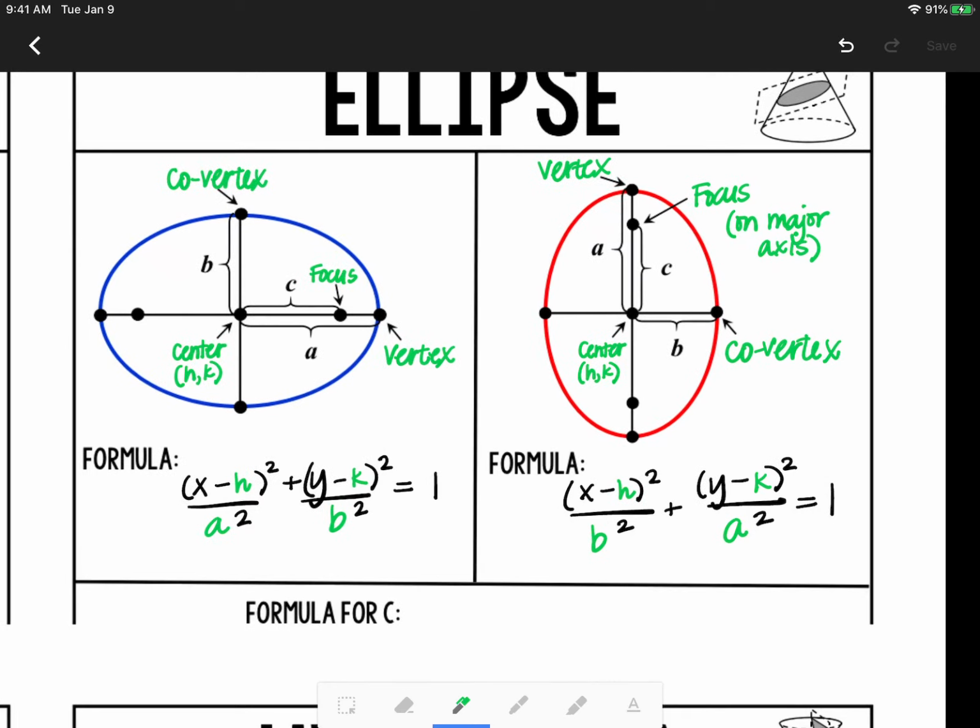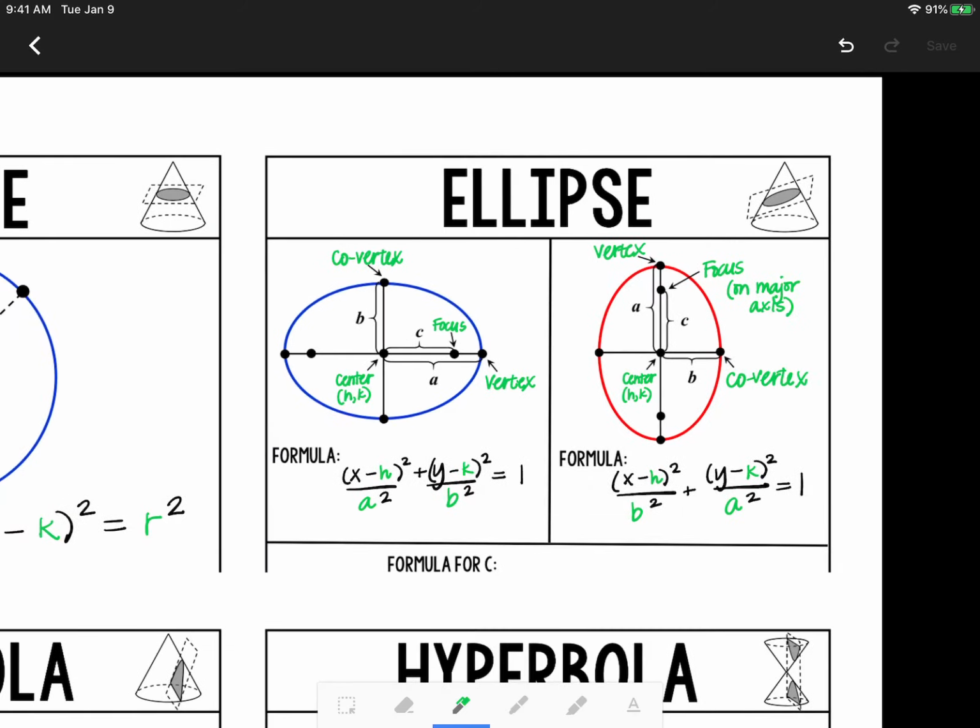So the main difference between these two, the horizontal and vertical, is that if the larger number is underneath the x-coordinate, you're going to see your ellipse extend outward along the x-axis in that x direction. If the larger number is underneath the y-coordinate, you're going to see it be taller and thinner, extending along the y-axis or in the y direction. Cool, that's an ellipse.